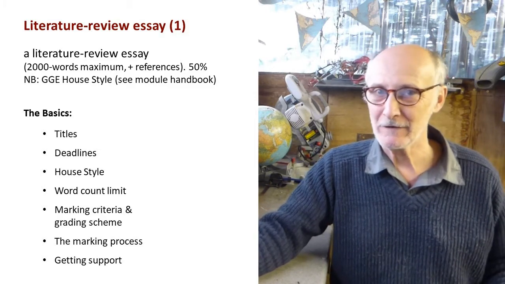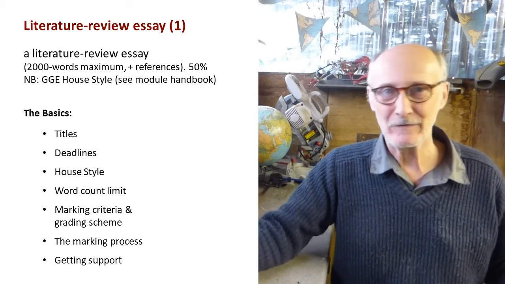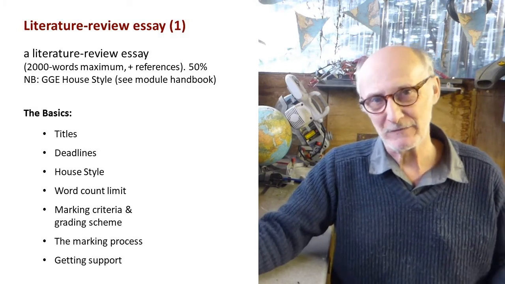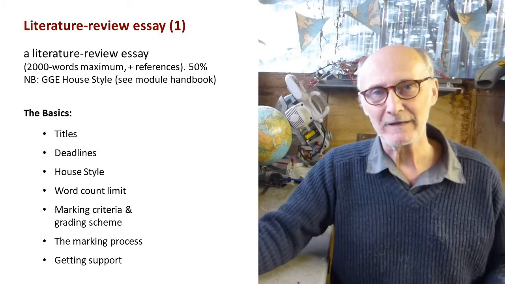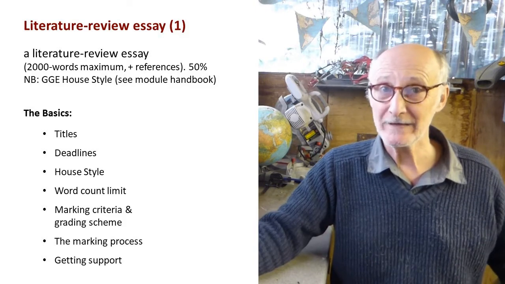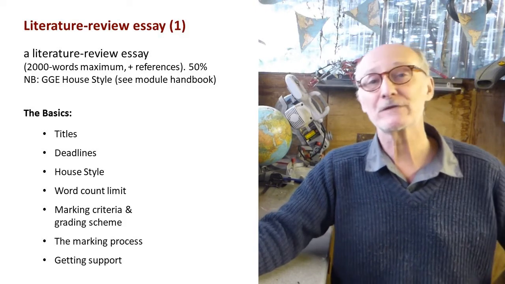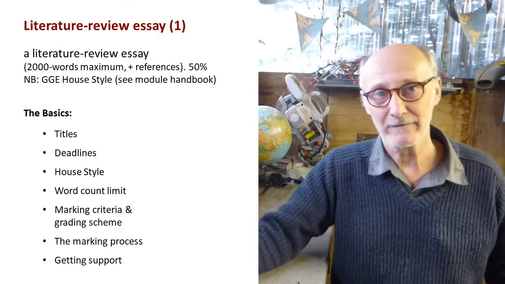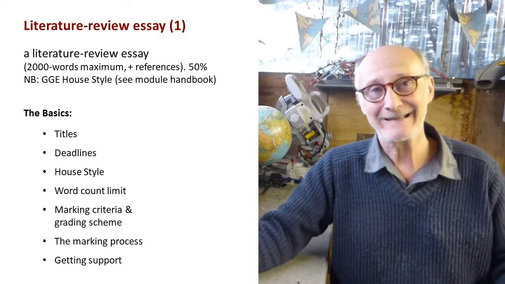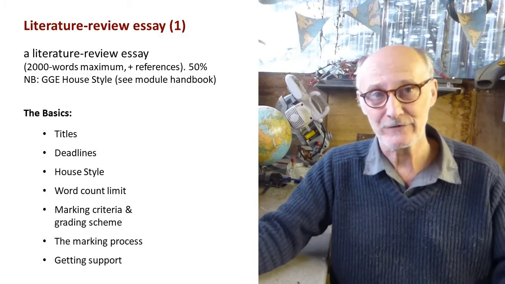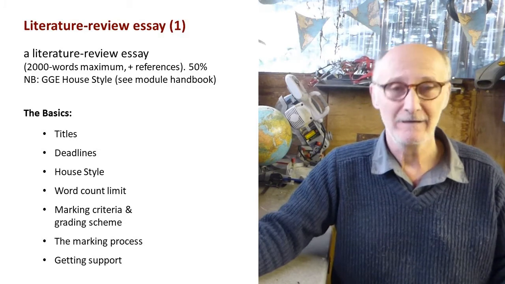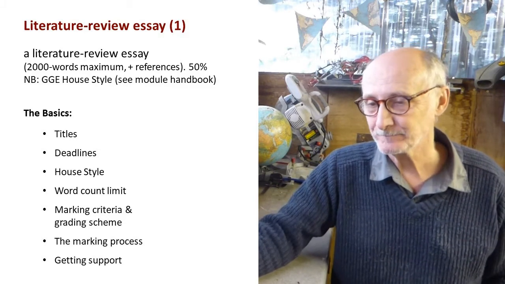In a literature review essay, it isn't the drumlins or the human-environment relationship which is the topic of the essay. The topic is the literature that has been written about drumlins, or the literature that has been written about people-environment relationships, and you're writing an essay about that literature. You're reviewing the literature more than reviewing the topic itself.